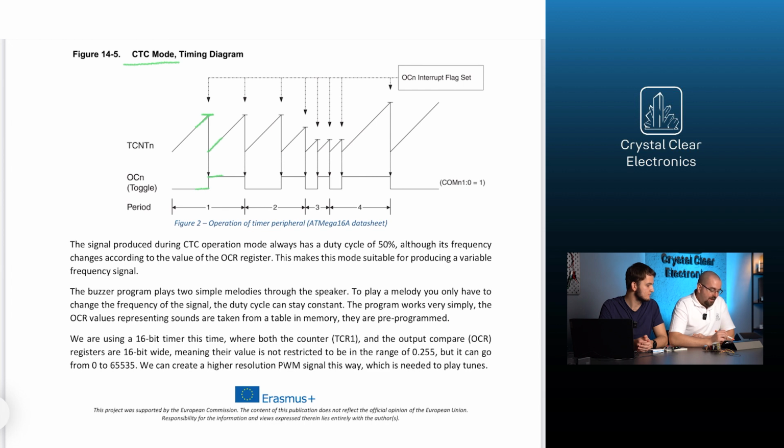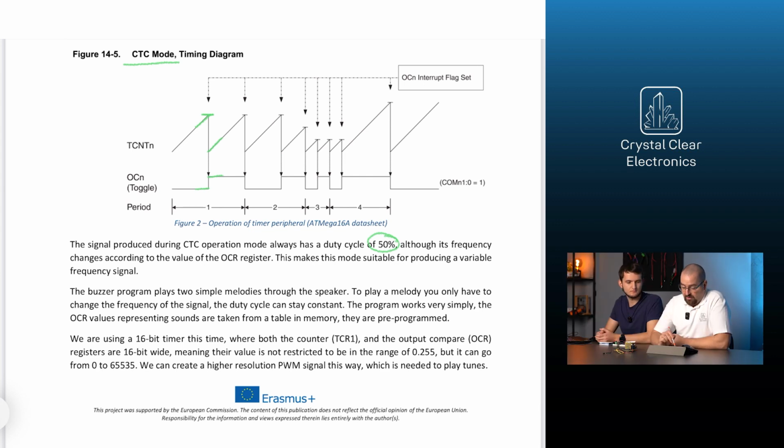The signal produced during CTC operation mode always has a duty cycle of 50%, but its frequency changes according to the value of the OCR register. This makes this mode suitable for producing a variable frequency signal. The buzzer program plays two simple melodies through the speaker. To play a melody, you only have to change the frequency of the signal. The duty cycle can stay constant.